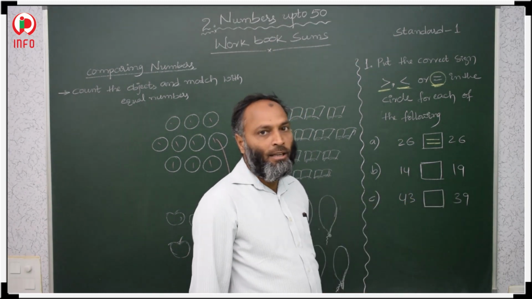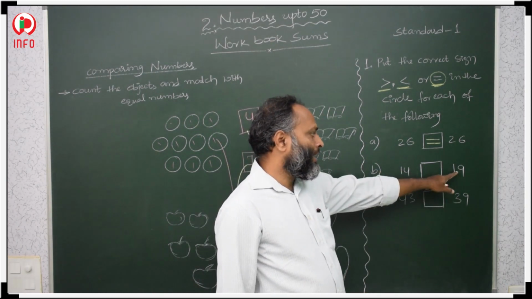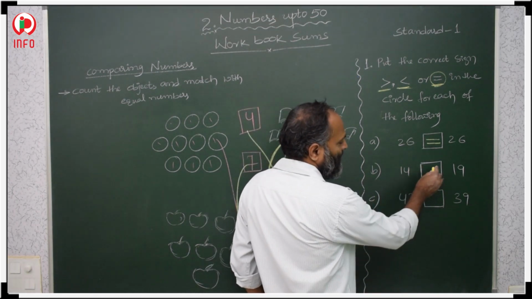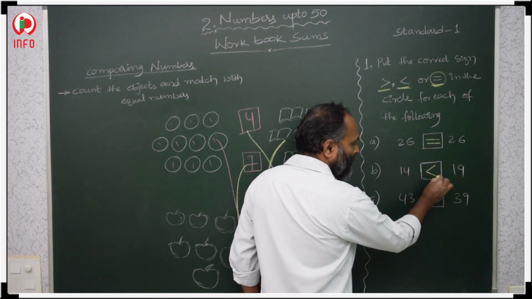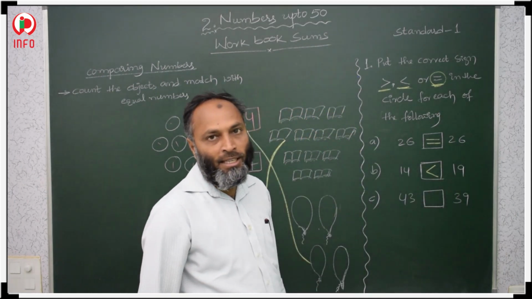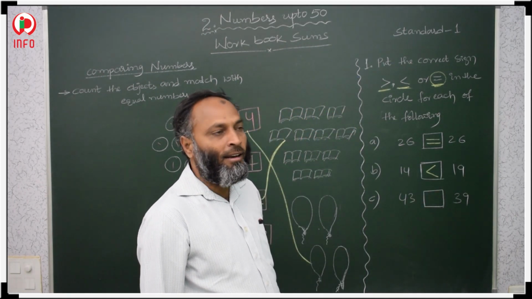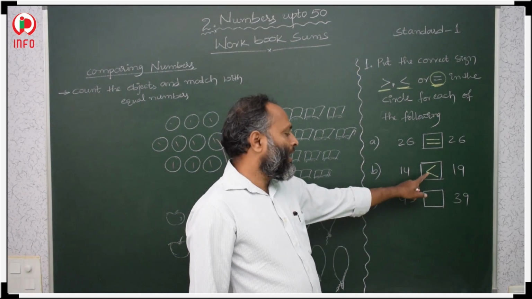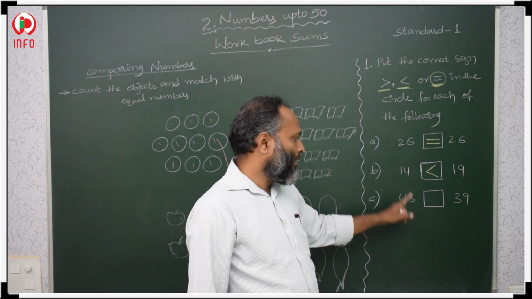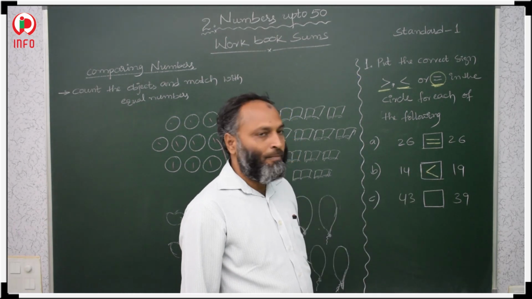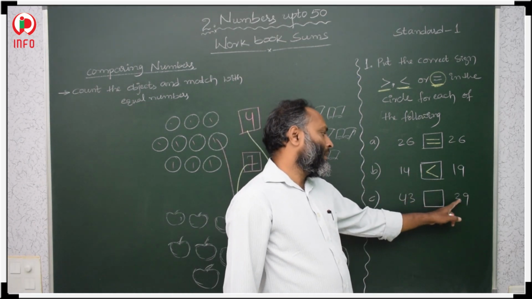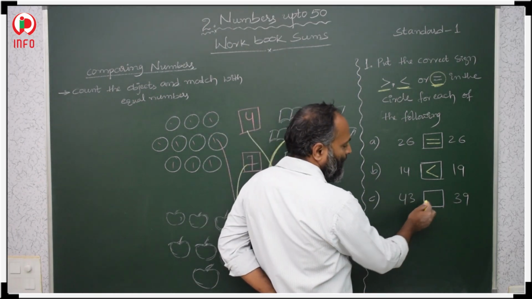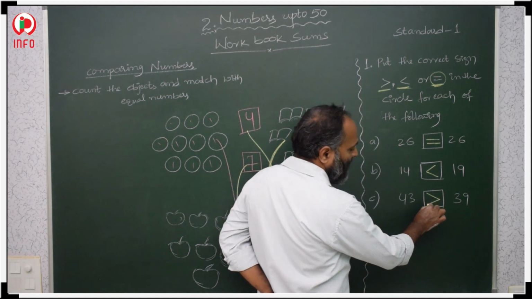14 and 19. In 14 and 19, 19 is the bigger number, 14 is the smaller number. Smaller number means we have to take less than. 14 is less than 19. This is the symbol for less than. Remember, this is our less than symbol. 14 is less than 19. 43 and 39. In 43 and 39, 43 is greater than 39.